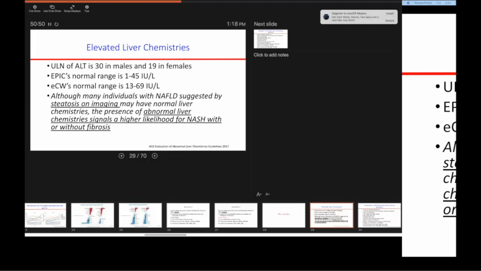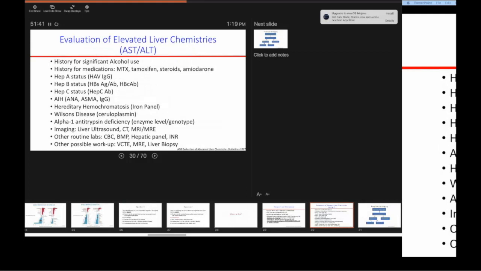In addition, they mentioned, if there's steatosis on imaging and the abnormal liver chemistries, the likelihood of NASH is much higher. So really, that should clue you in that this patient might have a more aggressive form of this disease state. And this is the laundry list workup we do for elevated liver chemistries.